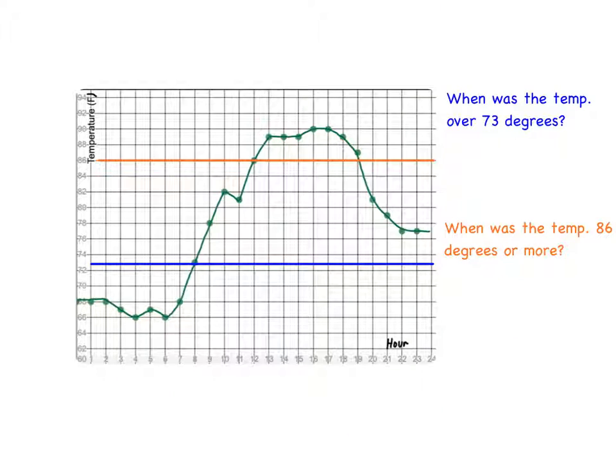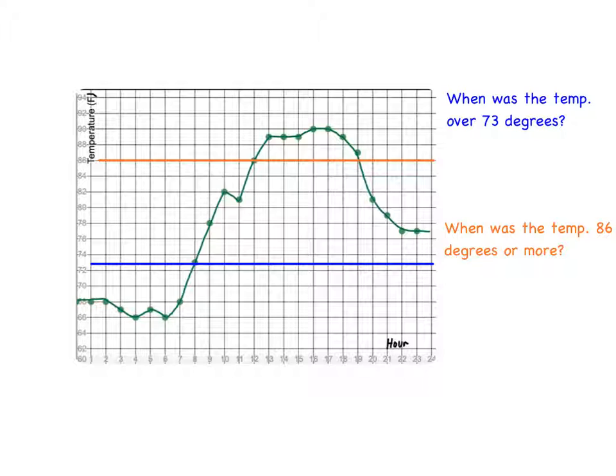Okay. So what I have here is a graph of some temperatures versus time during a day. And so we can see that the temperature is increasing. I just went from 0 hour all the way to 24 hours, so it's 24 hours of the day. So we see the temperature increases and then decreases as it gets into the night. So we look at a question like, when was the temperature over 73 degrees?